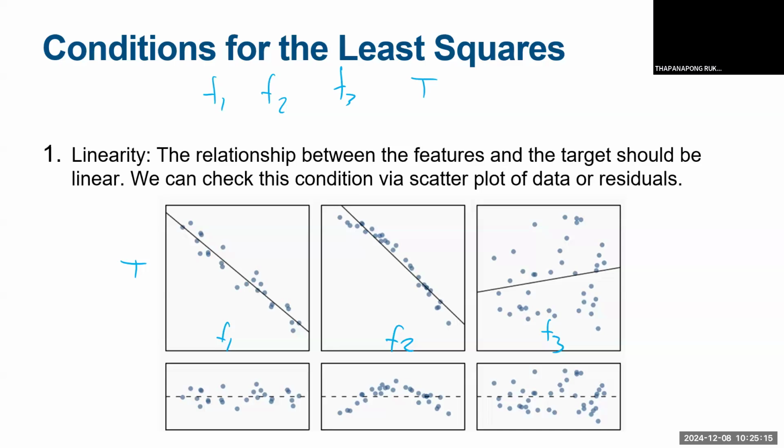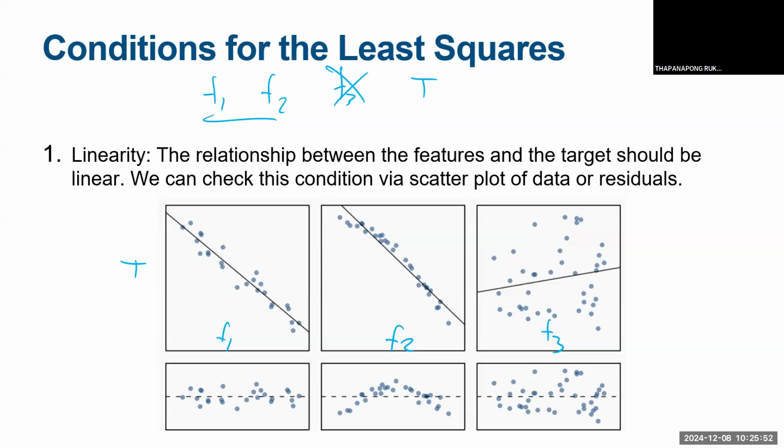And what do you do before you perform the linear regression? You don't have to use all of your features when you perform linear regression, because you want to make sure that the features you try to fit the model with actually have a linear relationship with the target. So we can just remove F3 and then just do F1 and F2 for linear regression.